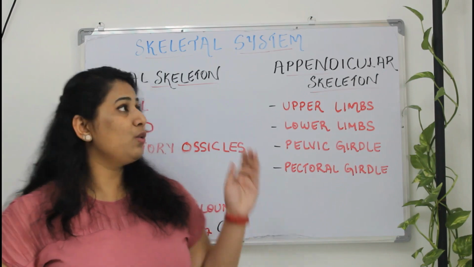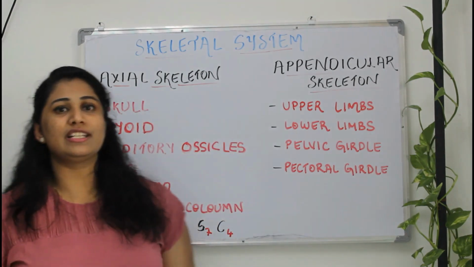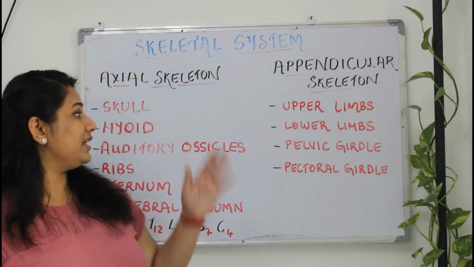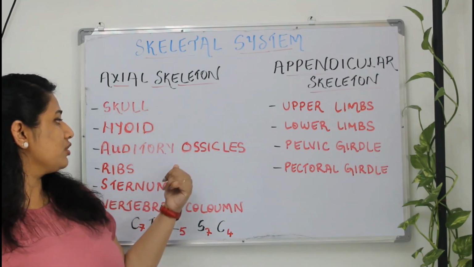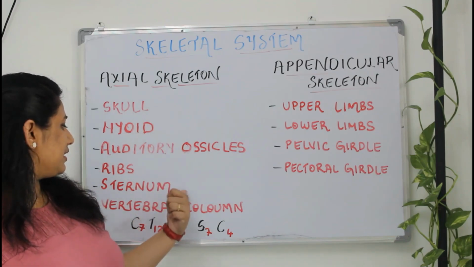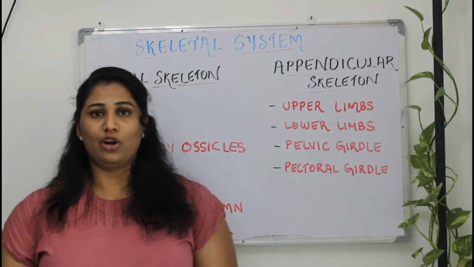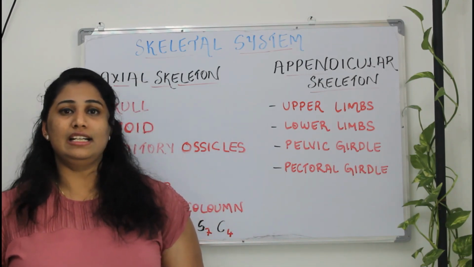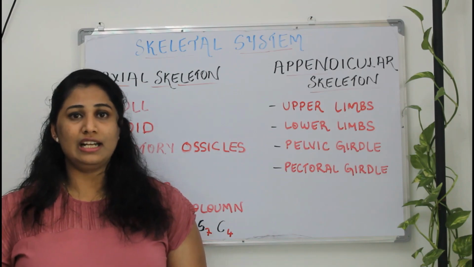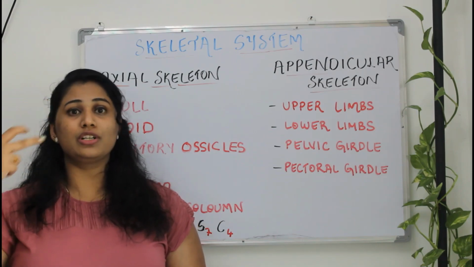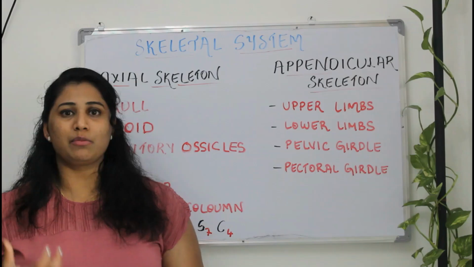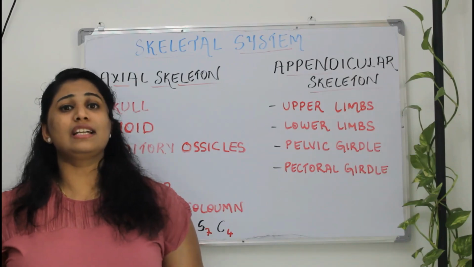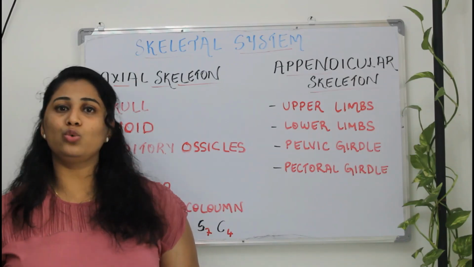Okay, so now we will deal with the individual things. In the axial skeleton, there are many things: skull, hyoid bone, auditory ossicles, ribs, sternum and the vertebral column. The first thing I want to discuss is the skull. As you all know, it is the outer covering of the brain, the cranium. The skull consists of 22 bones.